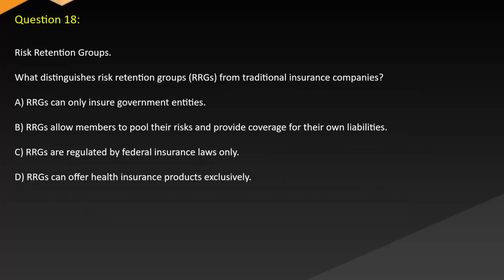Question 18. Risk retention groups. What distinguishes risk retention groups from traditional insurance companies? A. RRGs can only insure government entities. B. RRGs allow members to pool their risks and provide coverage for their own liabilities. C. RRGs are regulated by federal insurance laws only. D. RRGs can offer health insurance products exclusively.